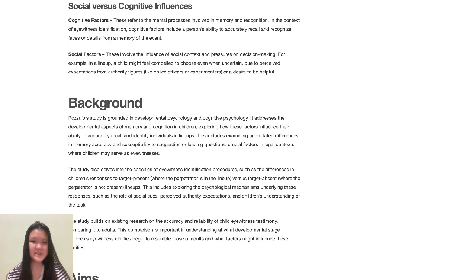Okay. So basically, cognitive is within yourself, right? The person's ability to accurately recall or recognize faces or details. But social factors is like what you say. It's like social pressure, maybe on decision making. So like you said just now, maybe there's a pressure that there is a right or wrong answer. Maybe that can be considered a social factor, right? Because there's pressure from the social context.